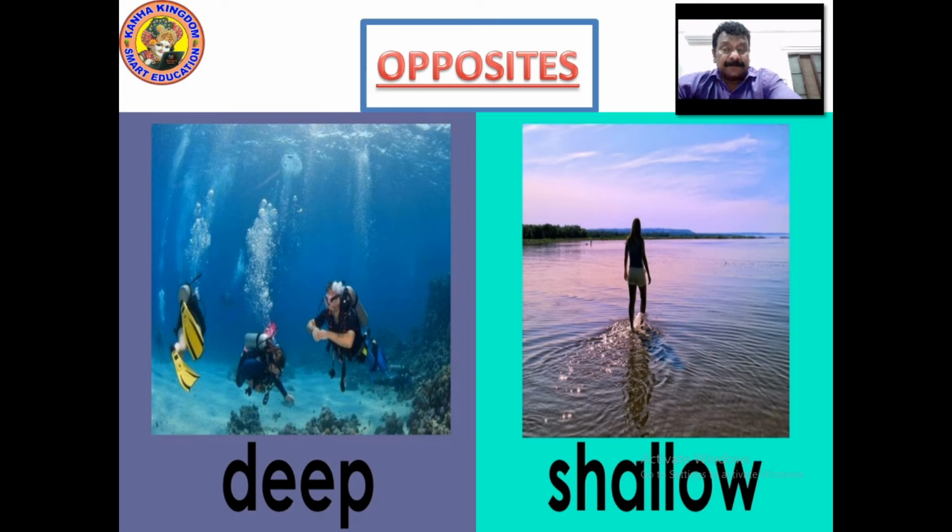Deep and shallow. Deep means entirely inside. Shallow means on the top. A little leveled water, walking on the top, is called shallow water. Right? Deep, shallow. The opposite of shallow is deep, opposite of deep is shallow. Please write it down. Write the spellings, everything perfectly. Please write it fast.